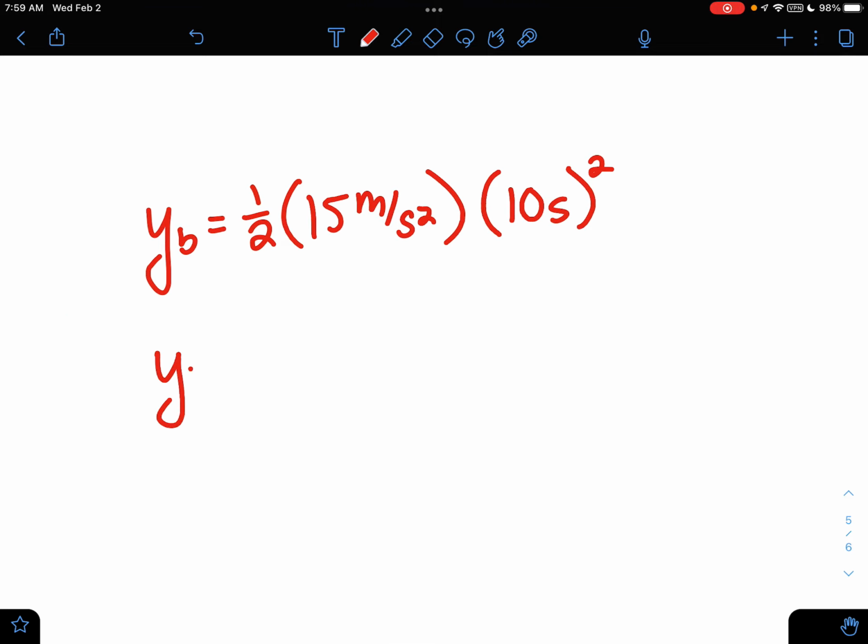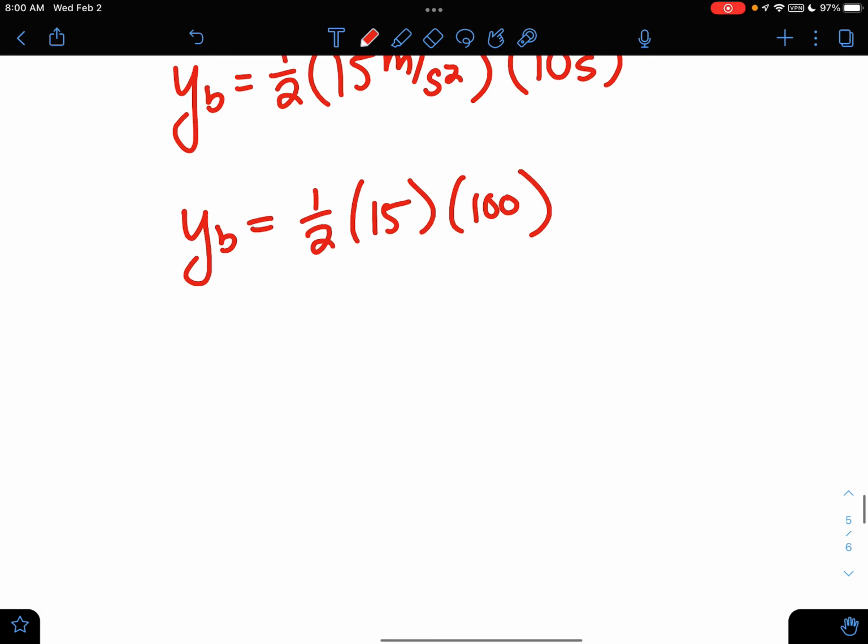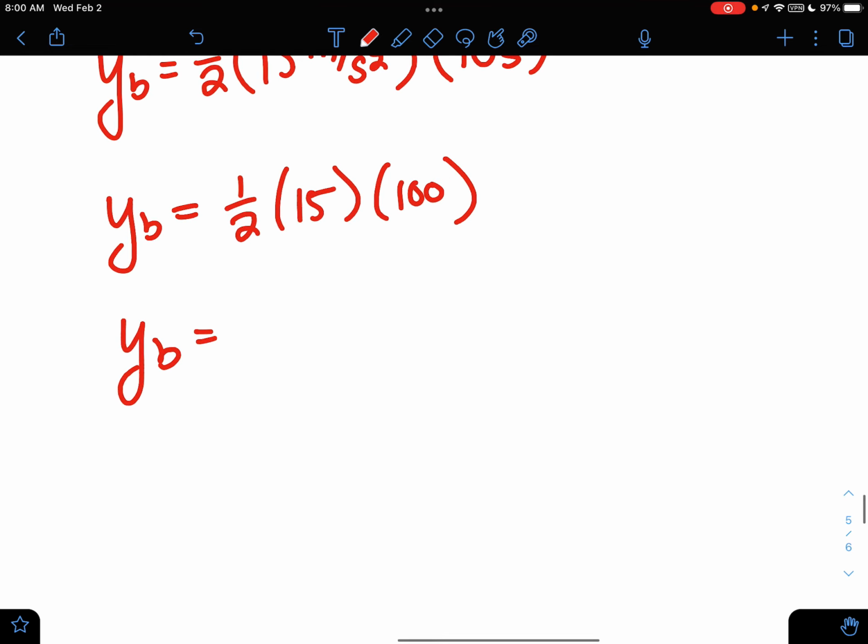So we're going to find our position. It's going to be 1/2 times 100 times 15 times 100, all right, which is going to be, trying to do this in my head. 15 times 50 is, what's 15 times 50? 750. Right? 750 up from the ground.